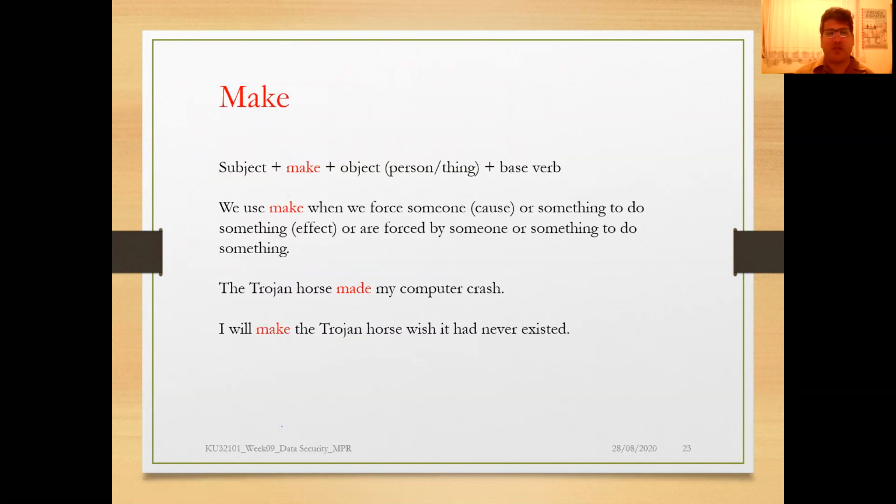And make: subject plus make plus object plus base verb. We use make when we force someone or something to do something, or are forced by someone or something to do something. So the something who forces us could be the computer, for example, or the Trojan horse. The Trojan horse made my computer crash. I will make the Trojan horse wish it had never existed. Okay, so made is the past of make.